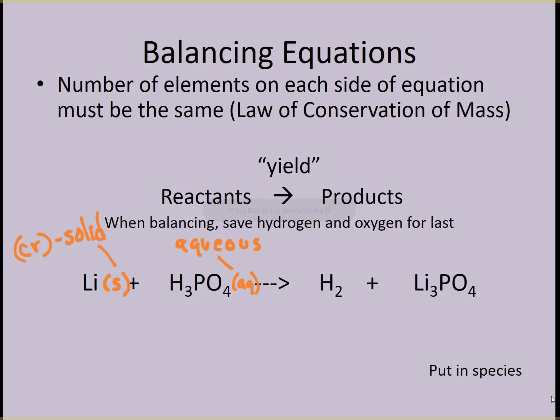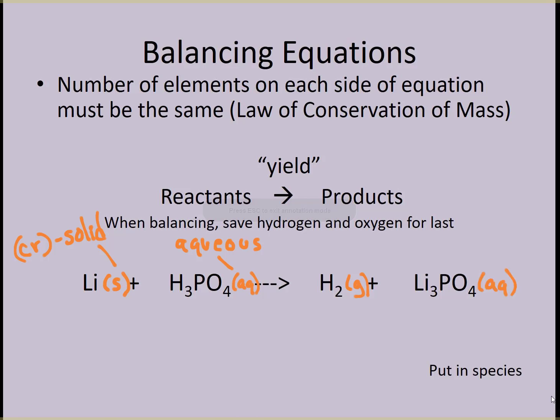On the product side, I have a gas, hydrogen. And remember, hydrogen is diatomic, so it's written H2. And then I have a salt, or a metal put with a nonmetal. And this is a metal put with a polyatomic ion. And it is also dissolved in water.